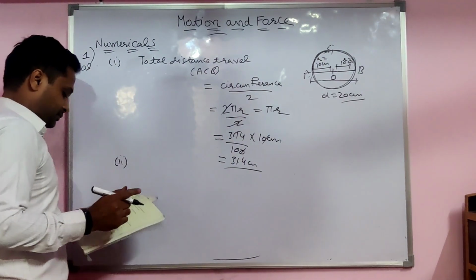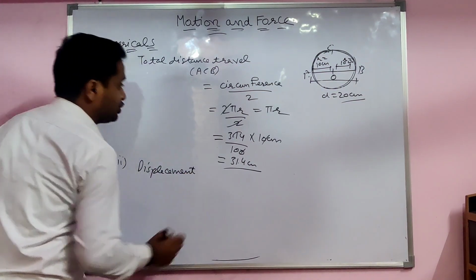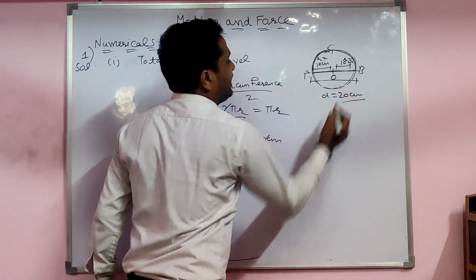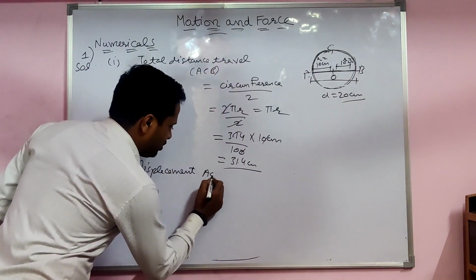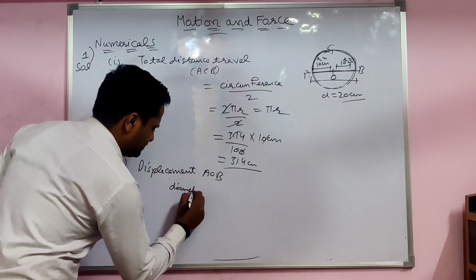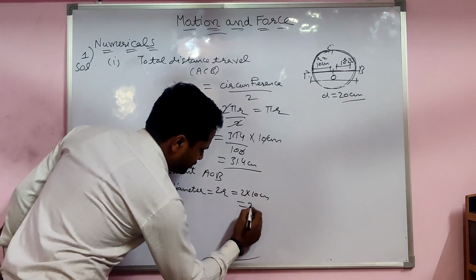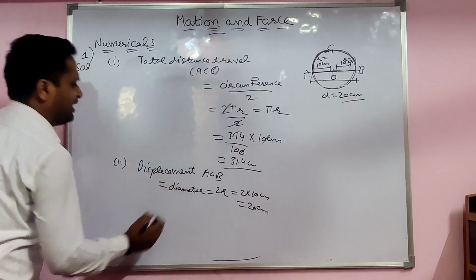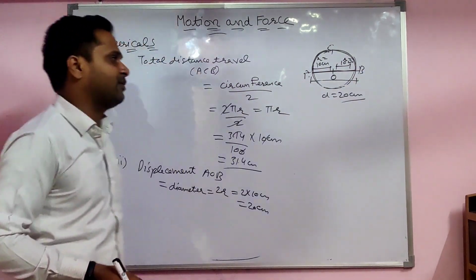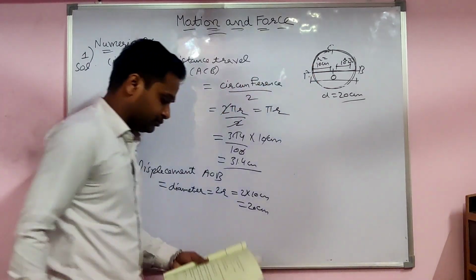Displacement. Shortest path. How do they reach A to B directly? Direct A to B. AOB means diameter, keep in mind. Diameter is 2r, r is 10, so 20 centimeter. So displacement is 20 centimeter. Directly, shortcut, shortest path covered by the body. Displacement. Now come to the third numerical.